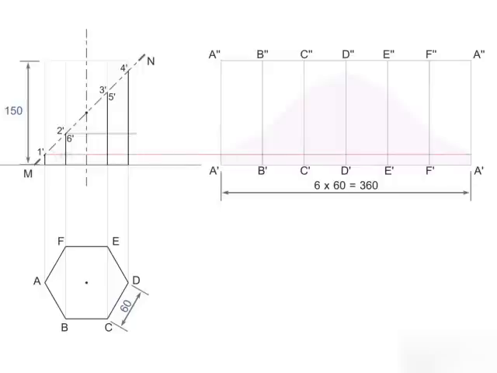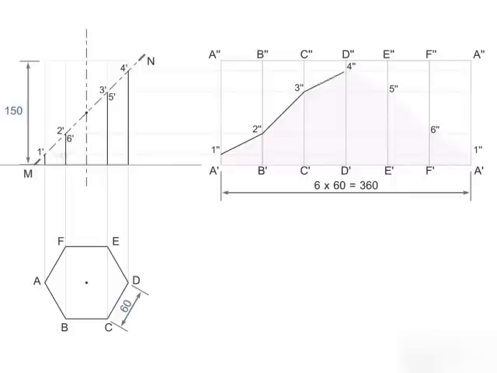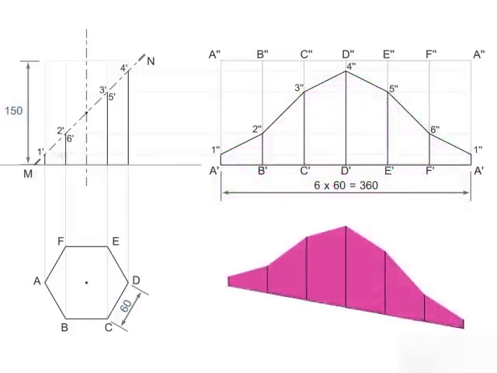The horizontal projectors drawn from points on the line MN meet the vertical projector lines at 1' through 1". Joining these intersecting points in a sequence gives the required developed surface of the prism.